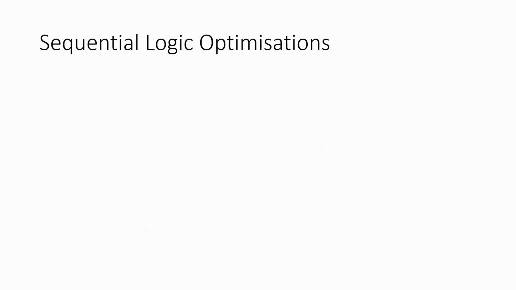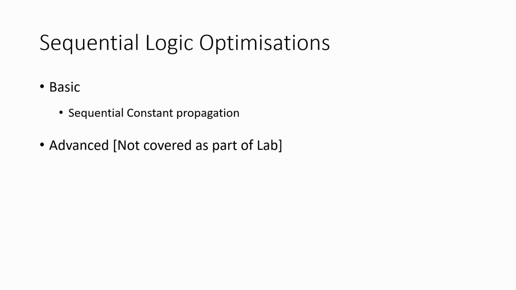Then let us have a look at sequential logic optimization techniques that are possible. Again, in sequential logic optimization, there are two techniques. One is the basic one and the other one is the advanced one. The basic one is sequential constant propagation. We will see what sequential constant propagation is. This is very much covered in this discussion and subsequent labs also.